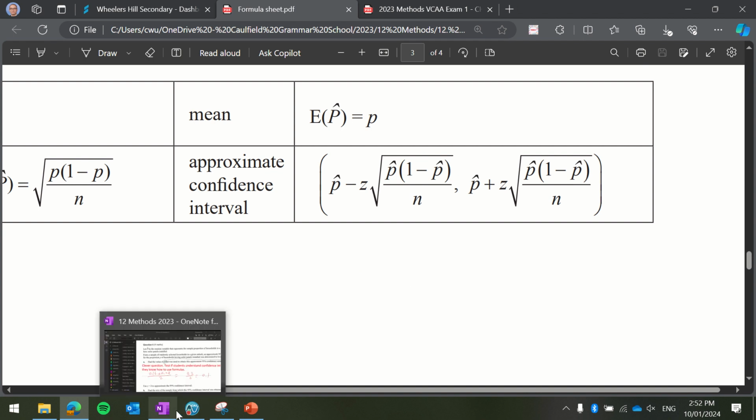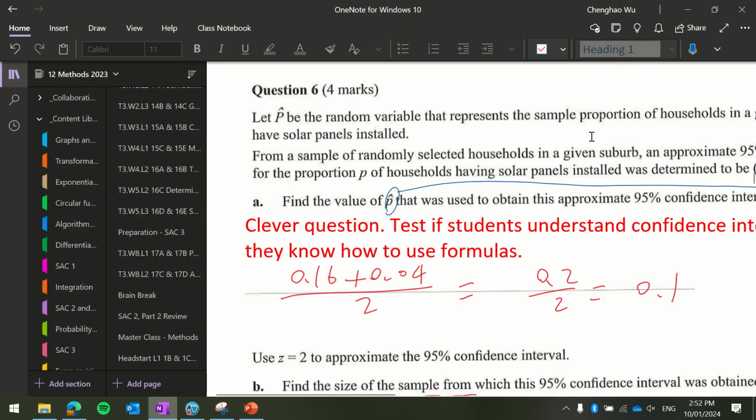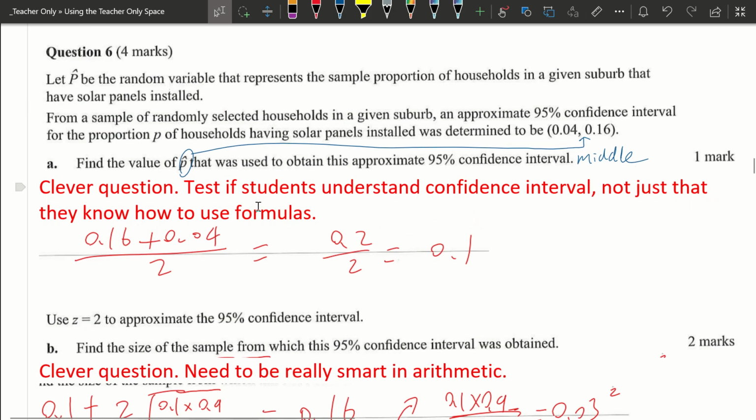Which means I take 0.16 plus 0.04, and then divide by 2, which means I get the exact middle value of them, 0.1. 0.1 is P hat.